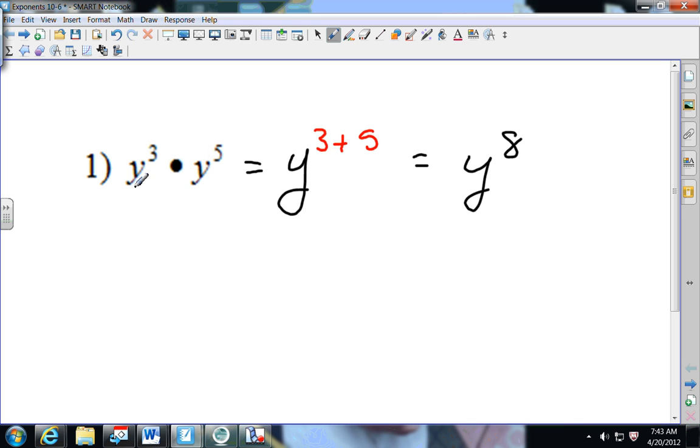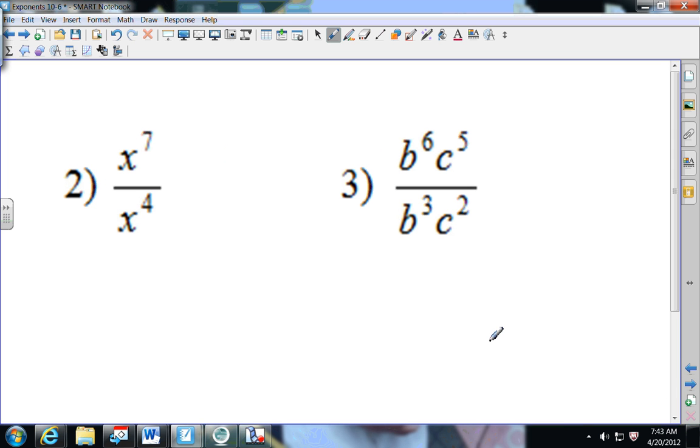One of the reasons this happens is because y to the 3rd is 1, 2, 3. Y to the 5th is 1, 2, 3, 4, 5. Well, if you count them all up, how many do you have? You have 8. That's where you come up with y to the 8th.